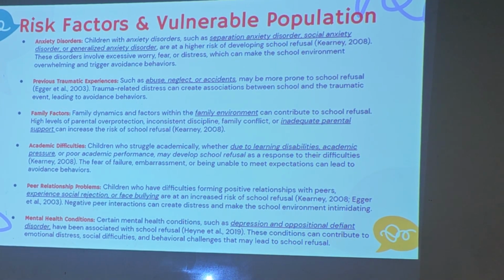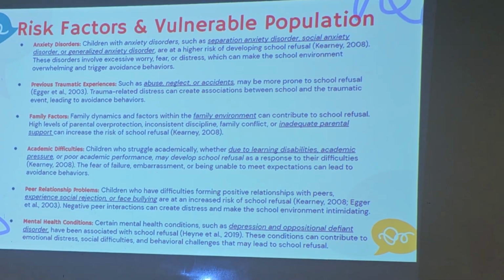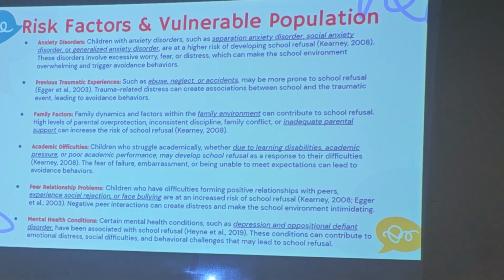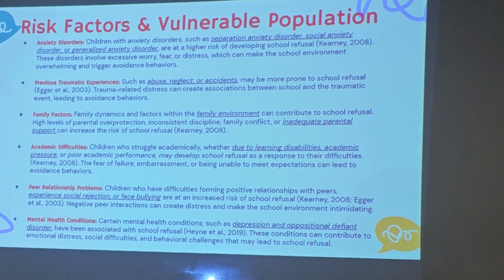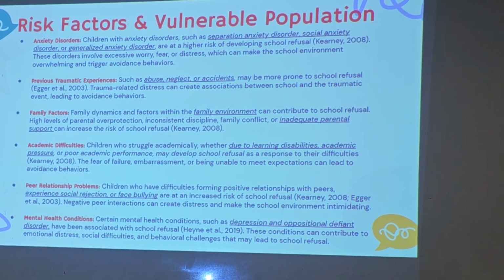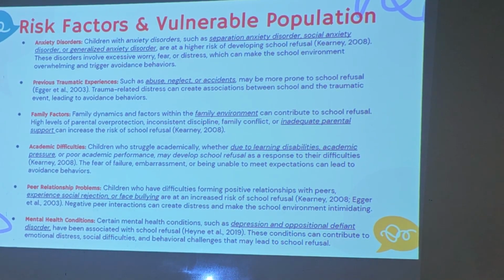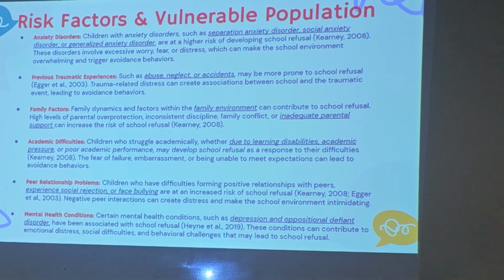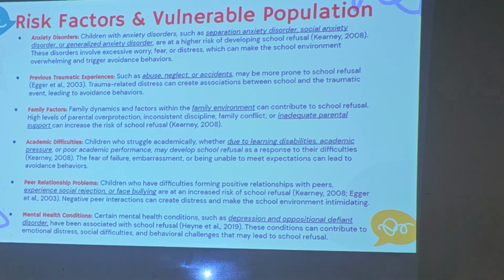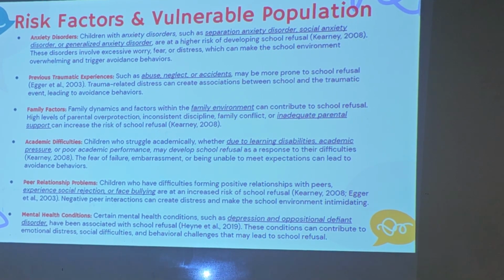Again, peer relationship problems. As Yuan mentioned earlier, they may be facing bullying, so that may cause them to refuse to go to school. Lastly, another risk factor is mental health conditions. Certain mental health conditions such as depression and oppositional defiant disorder are seen to be associated with school refusal.